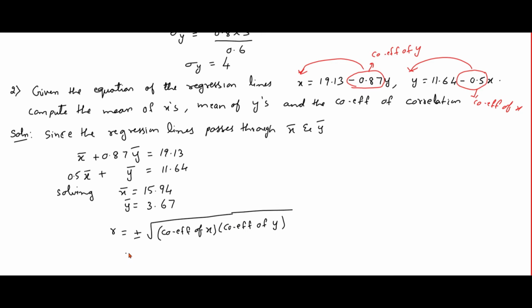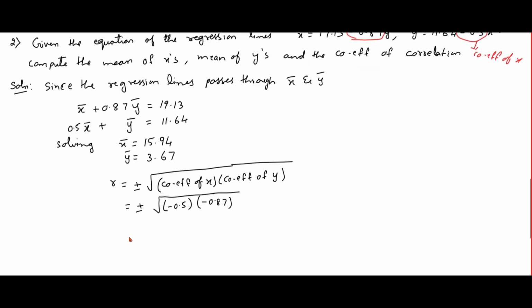So this will be plus or minus the square root of the coefficient of x, which is minus 0.5, into the coefficient of y, which is minus 0.87. Minus of minus becomes plus, so the square root of a positive value is a real number, 0.66. That's the value of r.